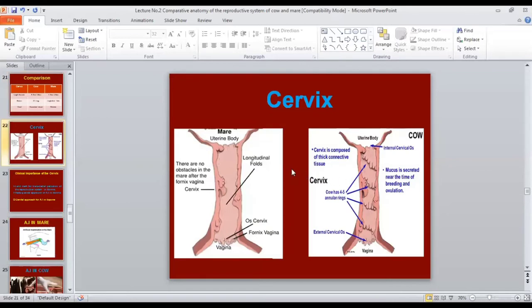Here in this picture, you can see a schematic diagram of the cervix of a cow and the cervix of a mare. You can see the difference here in the cervix of the mare: there is no obstacle after the fornix vagina. There are just longitudinal folds, no circular rings. But in the cow, you can see there are 3 to 5 annular rings. And here you can see the external os and the internal os, which are also present in the mare. But the difference is in the texture and the presence of longitudinal folds in the mare, versus the annular rings in the cow.